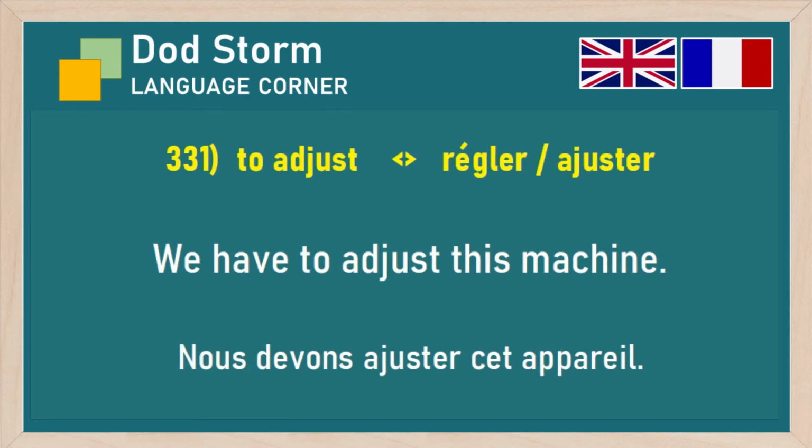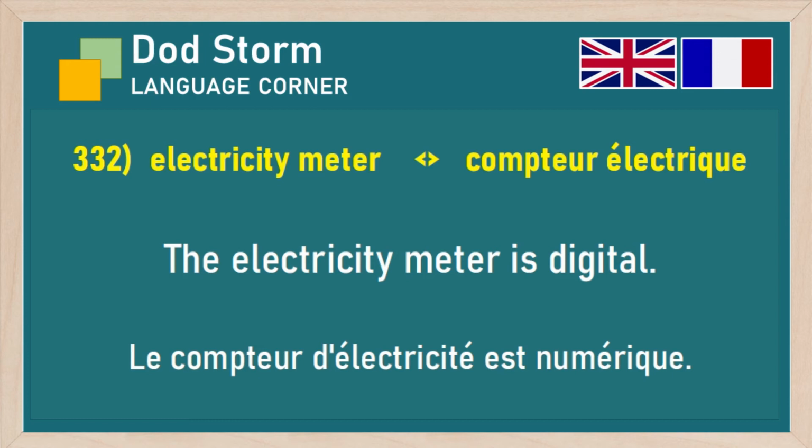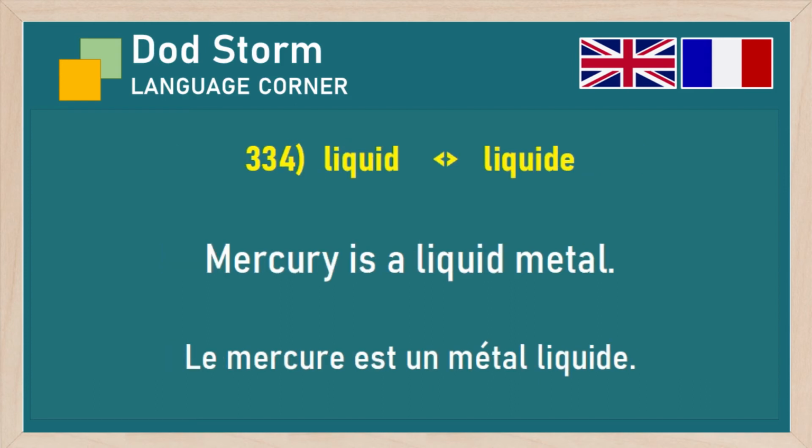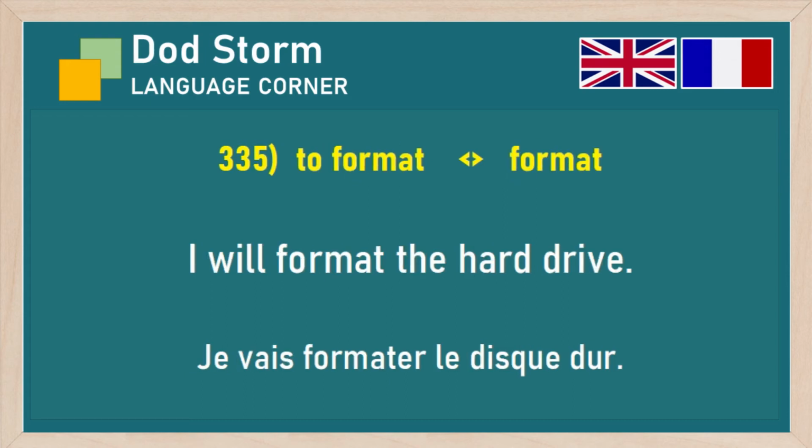We have to adjust this machine. The electricity meter is digital. Fuels are made from crude oil. Mercury is a liquid metal. I will format the hard drive.